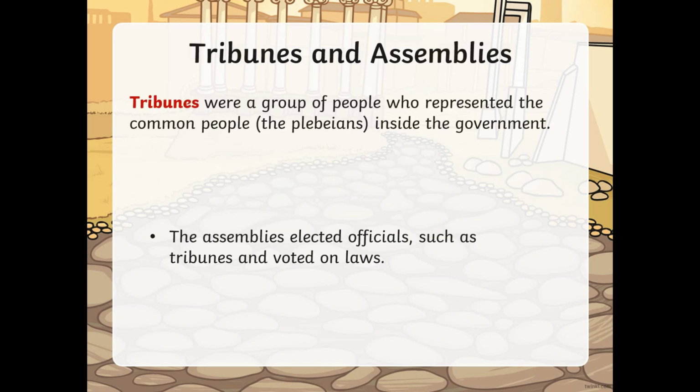Tribunes and assemblies. Tribunes were a group of people who represented the common people, the plebeians, inside the government. So the assemblies were made of plebeians. The assemblies elected officials such as tribunes and voted on laws.